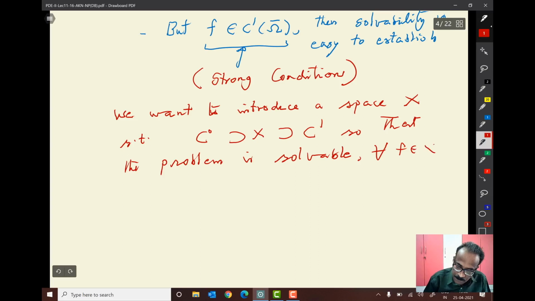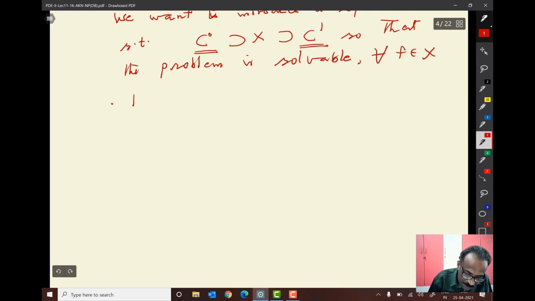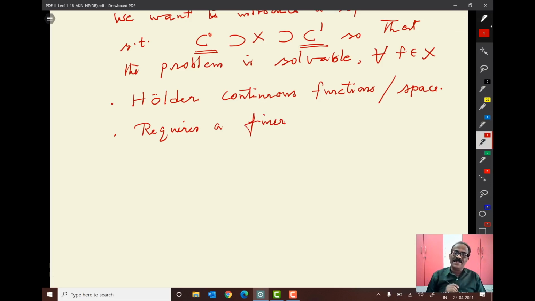You don't have solubility here in general. You have solubility here, and this turned out to be what are called Holder continuous functions. We will introduce Holder continuous functions in the next lecture. This requires a finer analysis, because you don't have the differentiability, so you cannot easily do the differentiation under the integrals, because you can't differentiate f anymore.